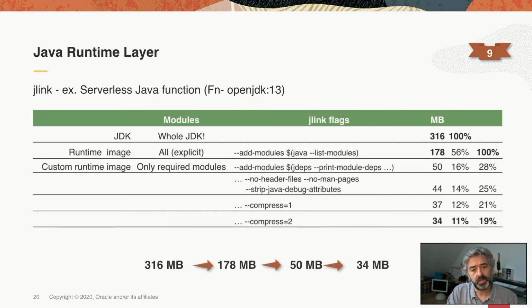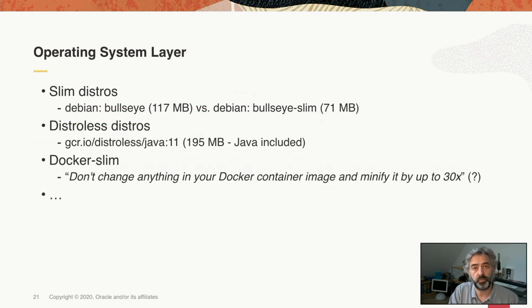So basically, by using JLink, you can create a custom runtime that is way lighter. In this example, we went down from 316 megabytes to 34 megabytes. So that's a huge win in terms of reducing the size of the Java runtime. And again, your application doesn't have to be modularized.